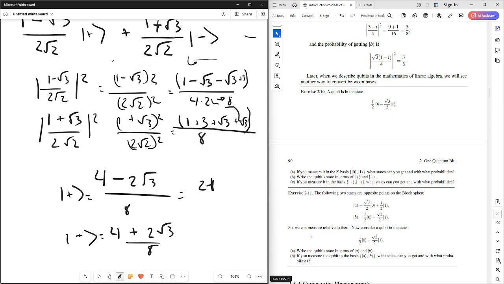We pull out the 2. Sorry, we pull out a 2 here. So we wind up with (2 minus square root of 3) over 4 and (2 plus square root of 3) over 4 in our final form. Yep. And that equates to roughly 0.07 and 0.93.